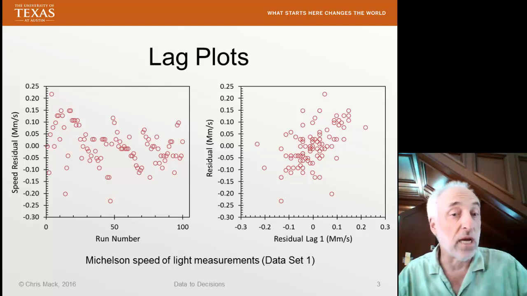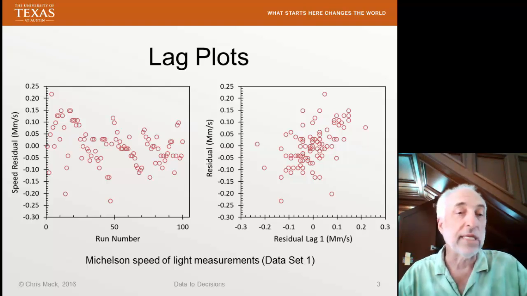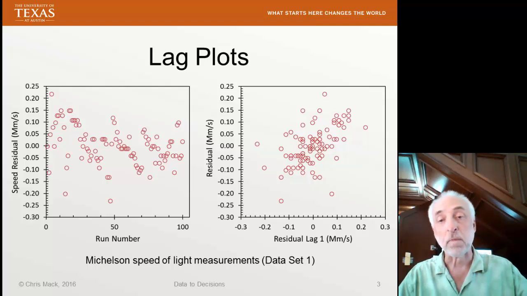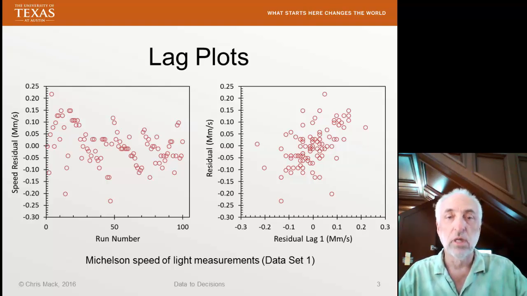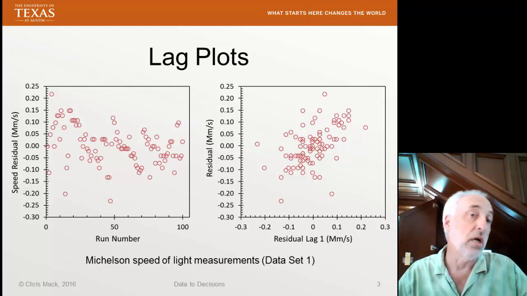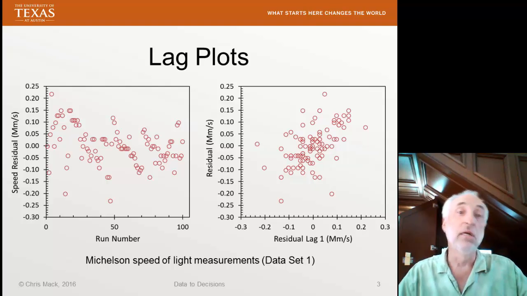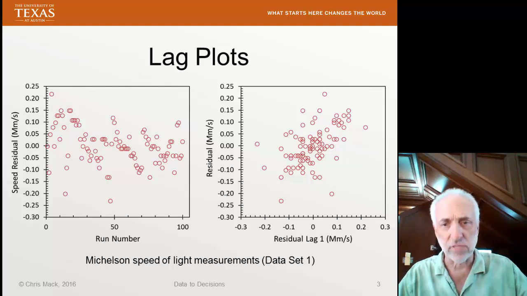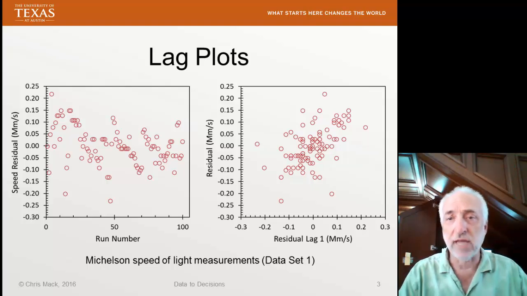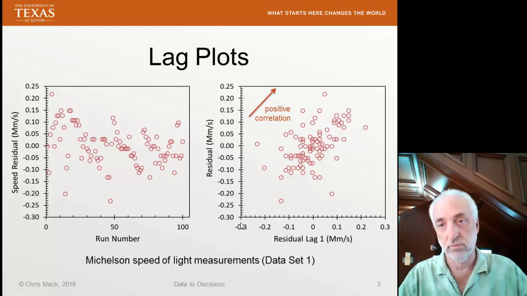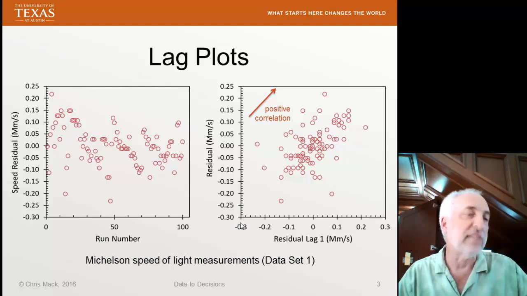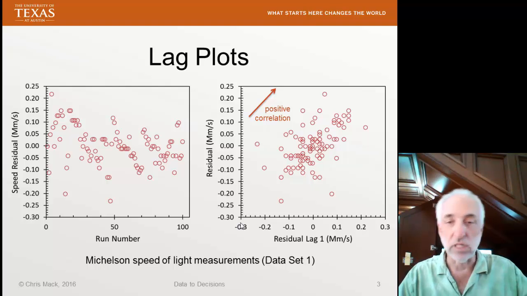But sometimes, as in this data from Albert Michelson when he was measuring the speed of light a little over 100 years ago, we find that there is some correlation. So if I plotted the residuals, in this case the residual is simply the difference between the data and the mean data, if I plot the residual versus the lag 1 residual, I find that there's a general trend upward from left to right. This is a positive correlation. And we'll find that that's the most common kind of correlation that we sometimes see.